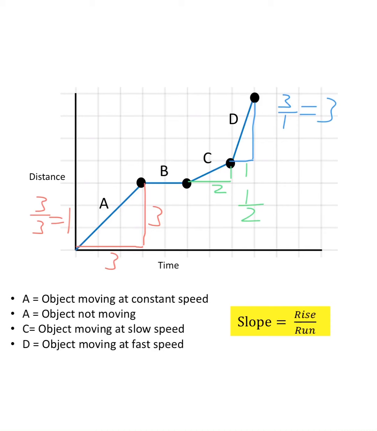So we can see there that our 3 slopes, we have 3, a half, and 1. So you can see that D there, that's the fastest speed because that slope is clearly the biggest. You'll be looking at rise over run a lot more when you do the coordinate geometry chapter.